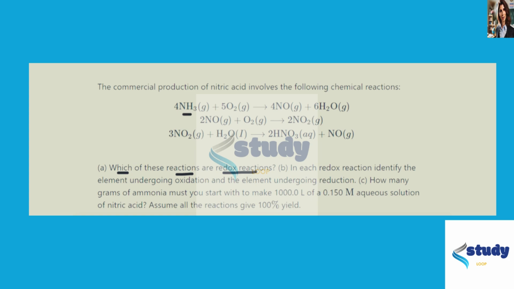So in the first equation, we have NH3 or ammonia reacting with oxygen to produce nitrogen monoxide and water. So first we look for the oxidation state of each species present here. Hydrogen, when reacting with nonmetals, has an oxidation state of +1, and we have three hydrogen. That means the oxidation state of the nitrogen will be -3 here.